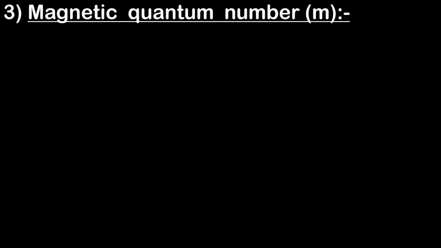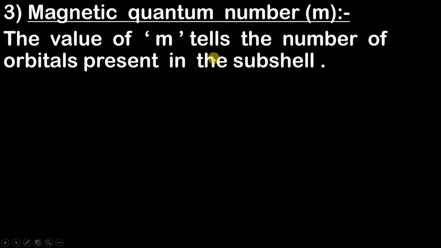nothing but the magnetic quantum number. Now what is the use of this magnetic quantum number, which is represented by m? Let's understand that. The value of m tells us the number of orbitals present in the subshell.